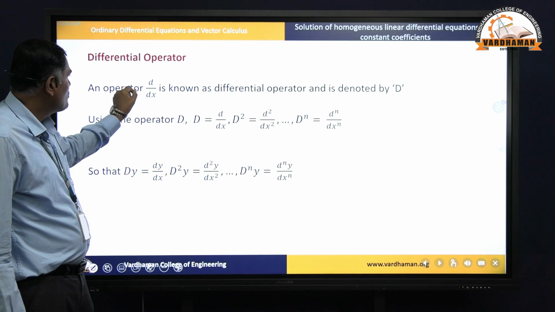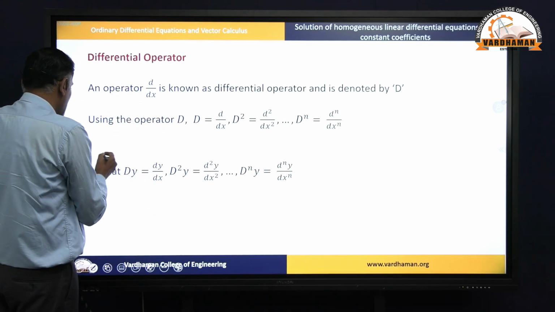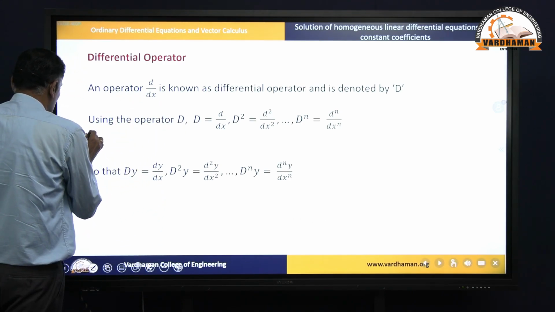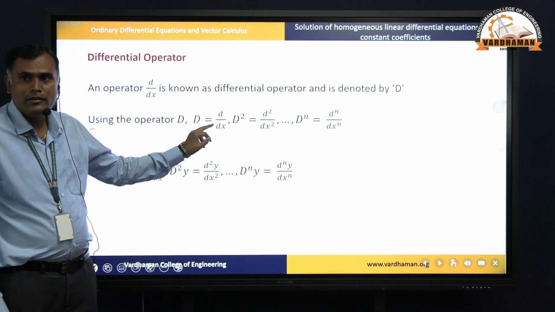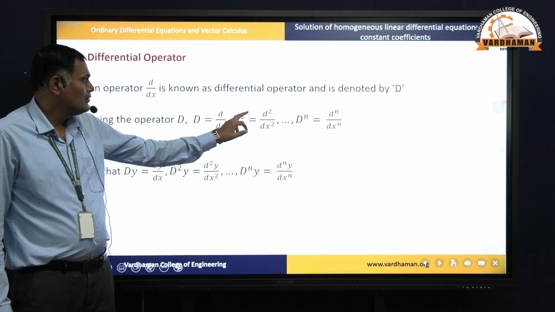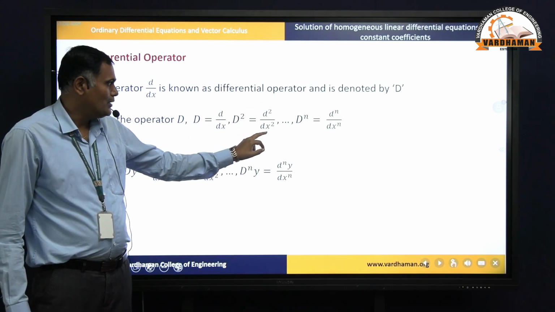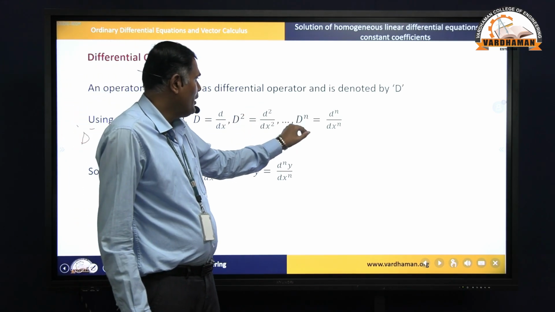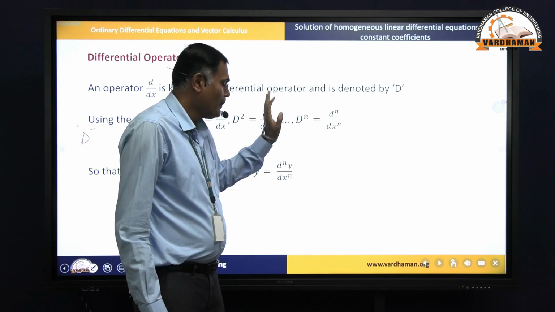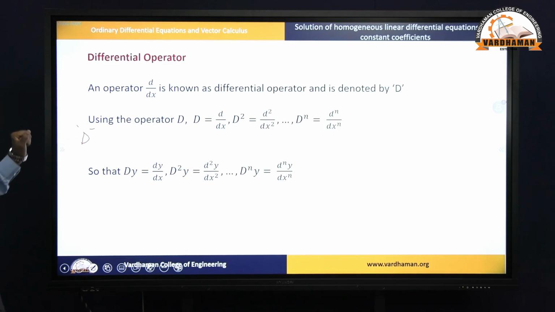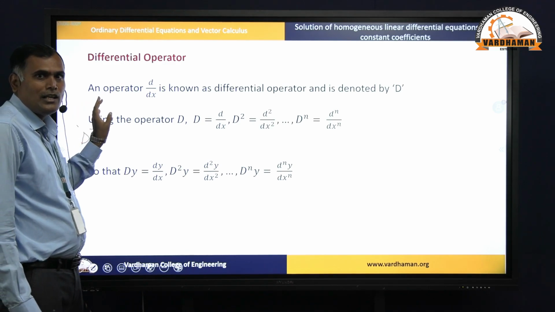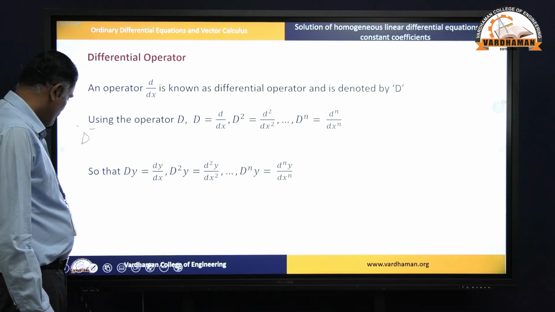This capital D is known as the differential operator. D means d by dx. D square means d square by dx square, and so on. D power n means d power n by dx power n. Now this D is known as the differential operator. Using this differential operator we can write the given differential equation in operator form.